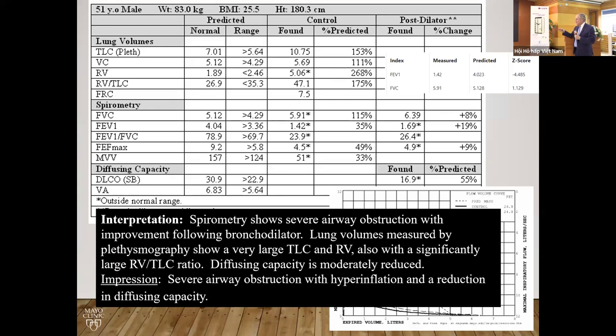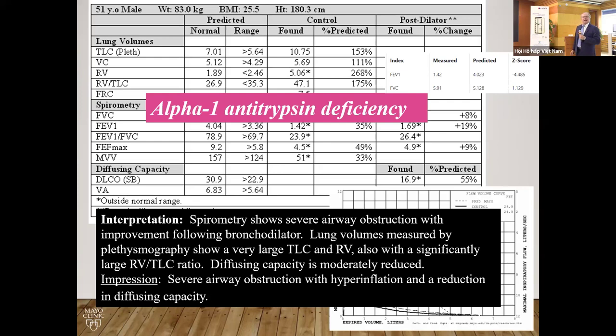Diffusion, and you could put in there, and I should have put in there, air trapping, right? Hyperinflation and air trapping. Diffusing capacity is moderately reduced. So I put it below: severe obstruction with hyperinflation and a reduced diffusing capacity. This guy had alpha-1 antitrypsin deficiency.